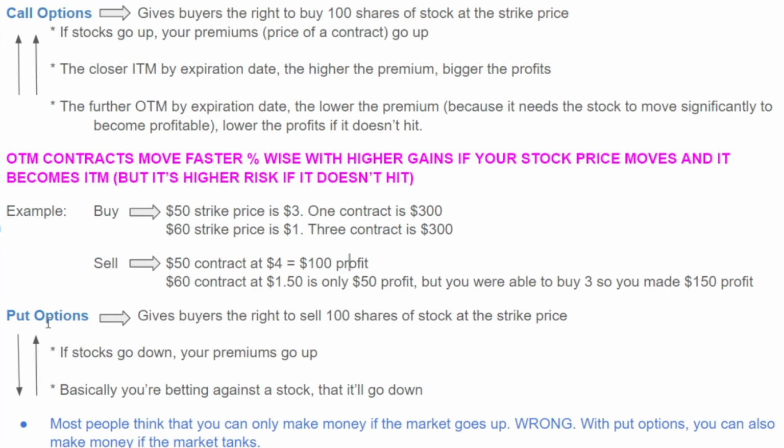So the other one is a put option, which gives buyers the right to sell 100 shares of stock at the strike price. If a stock goes down, you make more money. So most people think that you can only make money if the market goes up, which is mostly true. But with options trading, you have the opportunity to make money if the market tanks.